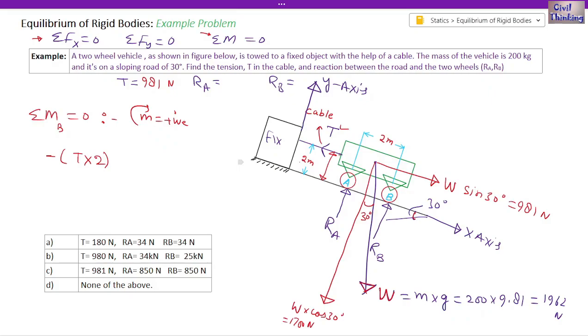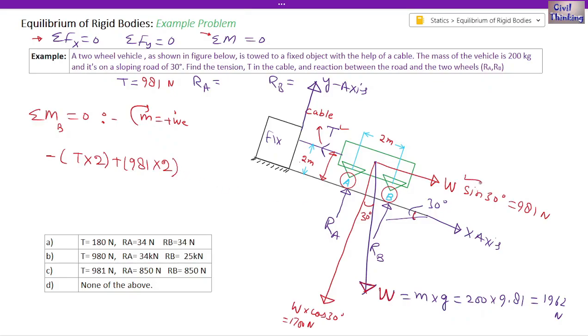Now let us find the moment at B due to W sine theta. Now W sine 30 degrees is going to exert clockwise moment at B, so it is positive. W sine 30 is 981 multiplied by, how far is this W sine 30 from point B? It is 2 meters. Multiplied by 2.